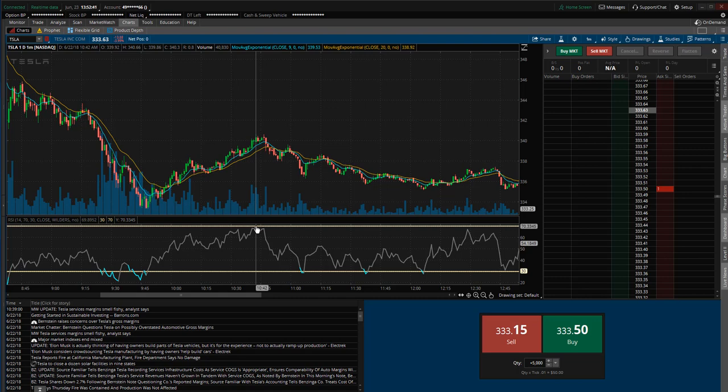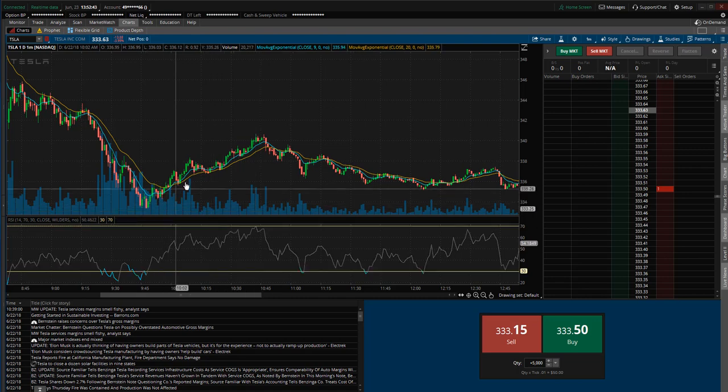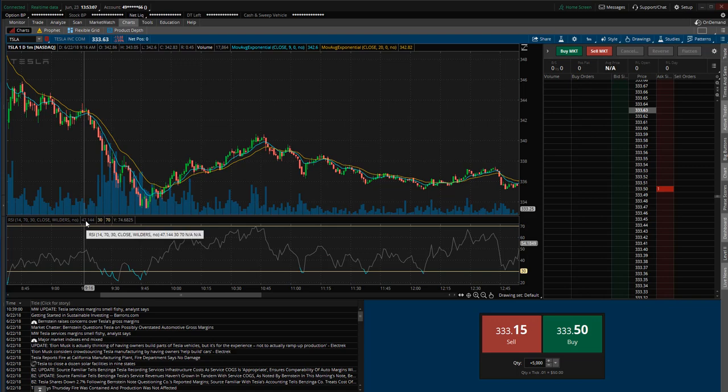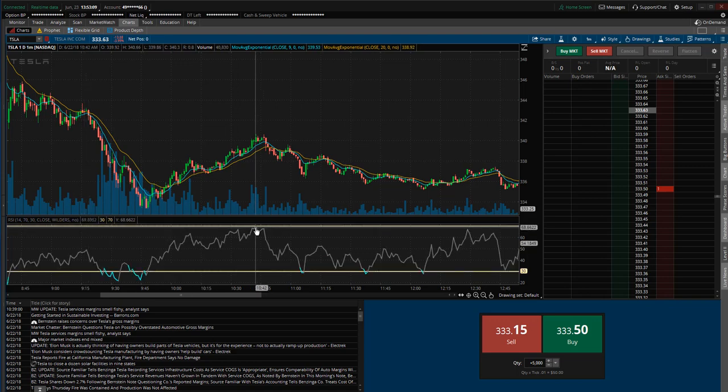So, as the price of your stock and the RSI starts rising or falling, and once it gets closer to these thresholds or breaks past them, that could, but not always, signal a reversal. As you can see right here, you read the RSI in this box. So right here, it is almost hitting 70.